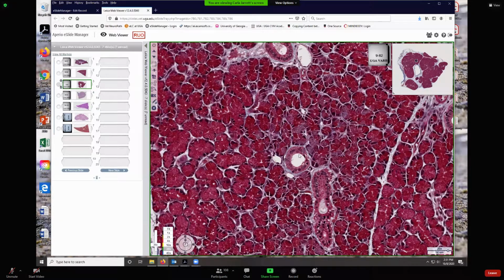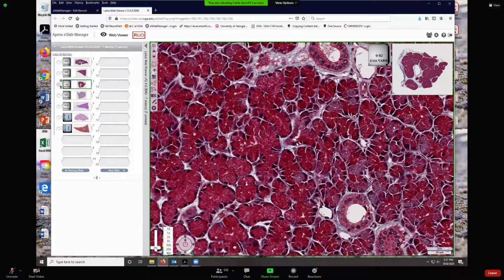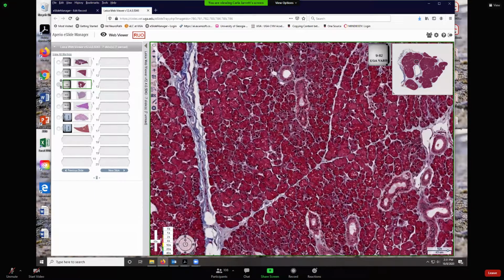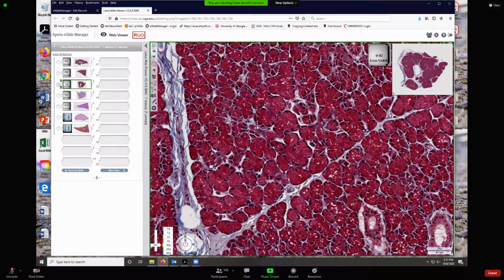Now this is a striated duct right here. The intercalated ducts look a little different in the serous salivary gland. There's a little bit of one right here. Let's just drive around and see if we can find more. Here's a little tiny intercalated duct right here.